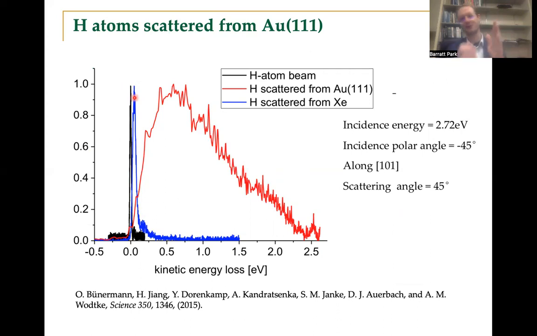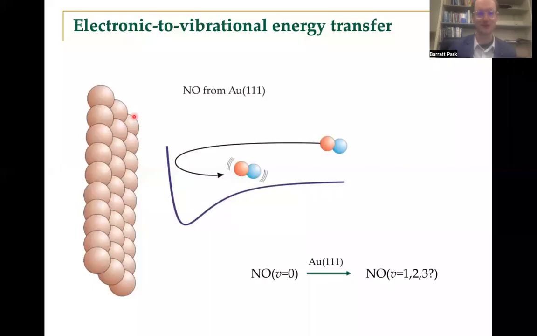On the other hand, if you remove the xenon atoms from the surface so that you just have a bare gold surface, then you scatter hydrogen atoms from the gold surface and you end up with this kinetic energy loss distribution that's shown in red. So you lose a lot of kinetic energy from the hydrogen atom during this process, and you get a broad distribution of kinetic energy losses. And this situation is clearly very, very different than the situation that happens when you scatter hydrogen from xenon, even though xenon and gold have a similar mass. So that tells you that the mechanism for the energy loss has to be different for the atoms of the metal surface.